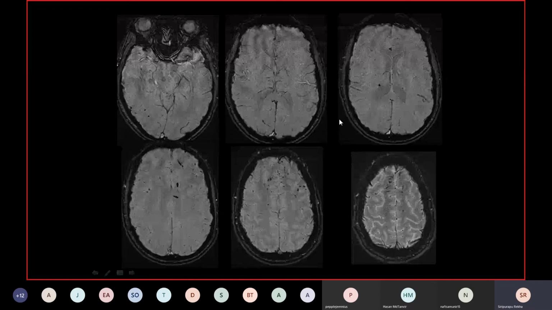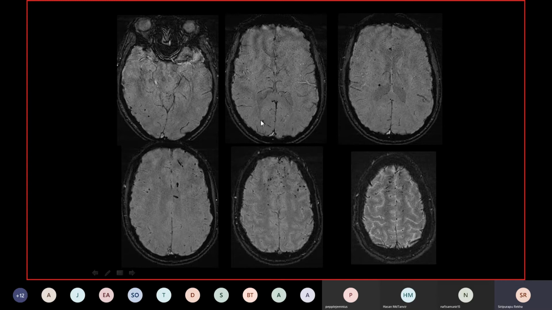So these are the images of a patient who remained to have a low GCS, but the CT was normal on at least 2 occasions. So what I'm showing here are SWI images, and we're starting inferiorly and going up to the vertex. And when we look at the SWI, we see these multiple punctate foci. So we can see microhemorrhages here at the gray-white junction.